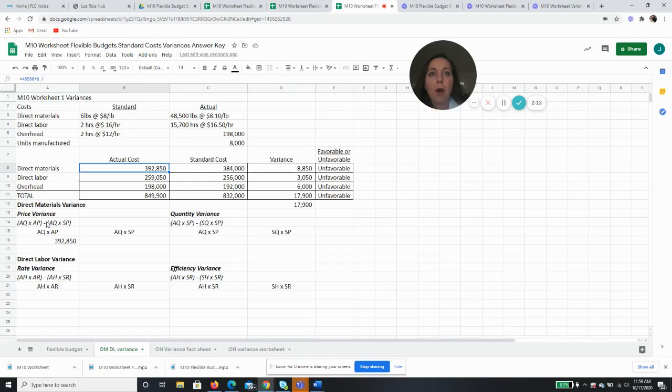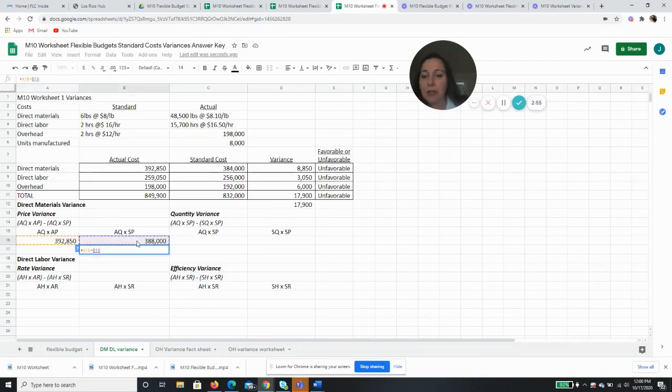You're like, wow, that looks familiar. Yeah, the ones all the way on the left are going to be the actual, and the ones all the way on the right when we get there are going to be the standard, and everything in between is where we've broken it apart. Okay. Our actual quantity times our standard price: we actually used 48,500, times our standard price of $8 a pound. Okay, so that's $388,000.